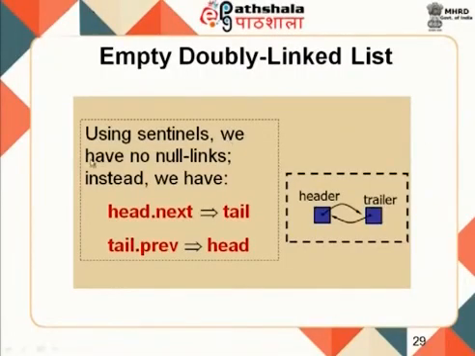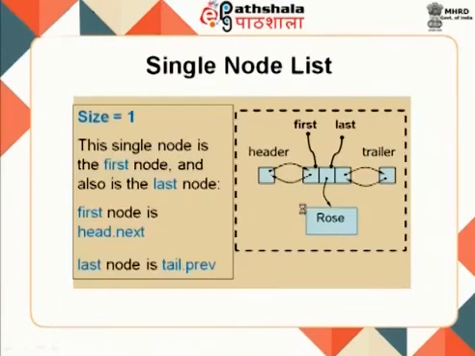Using sentinels, we have no null links. Instead, we have head dot next equal to trail, and trail dot previous equal to head. Now, this is a doubly linked list with a single node in the list. This single node is the first node, and it is also the last node. The first node is header dot next, and the last node is trailer dot previous.